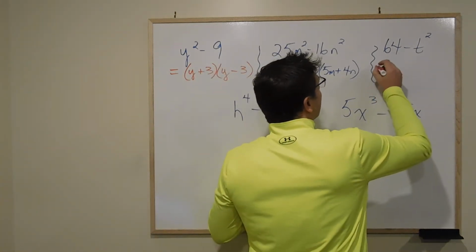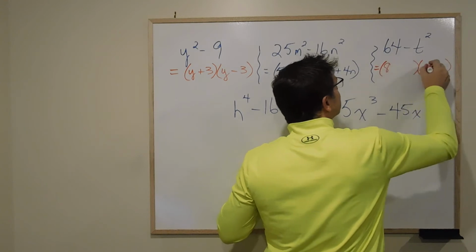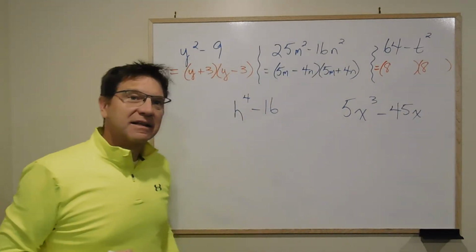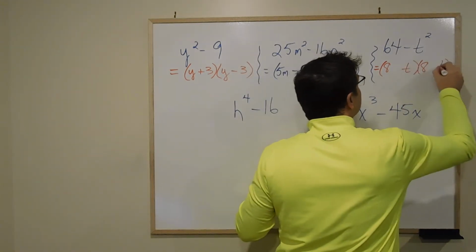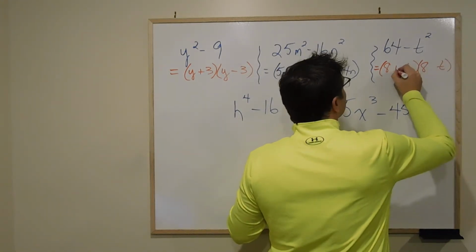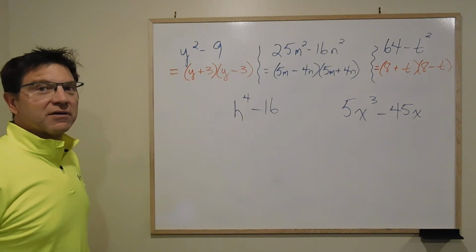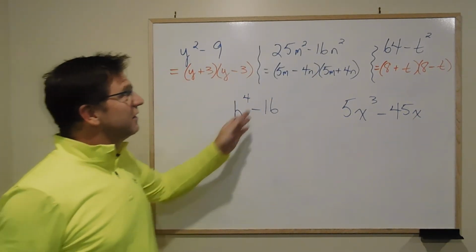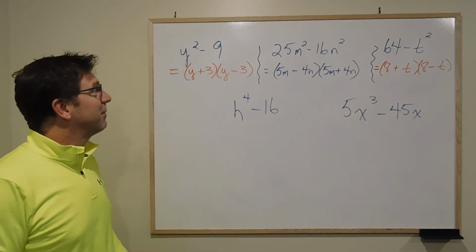And in this case, we'll go back to the red. In this case, they are the square root of 64 is 8. The square root of t squared is t, and again, a plus and a minus, right? And therefore, that's what you get. If you need to prove it to yourself, multiply it back and see what you end up with, okay?